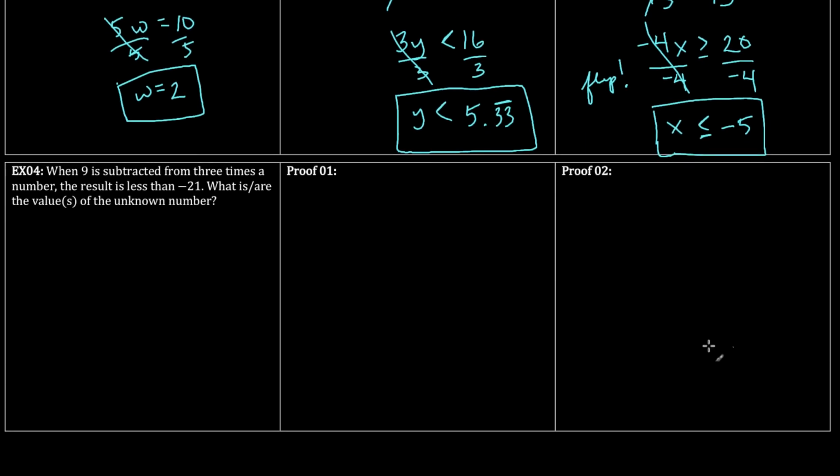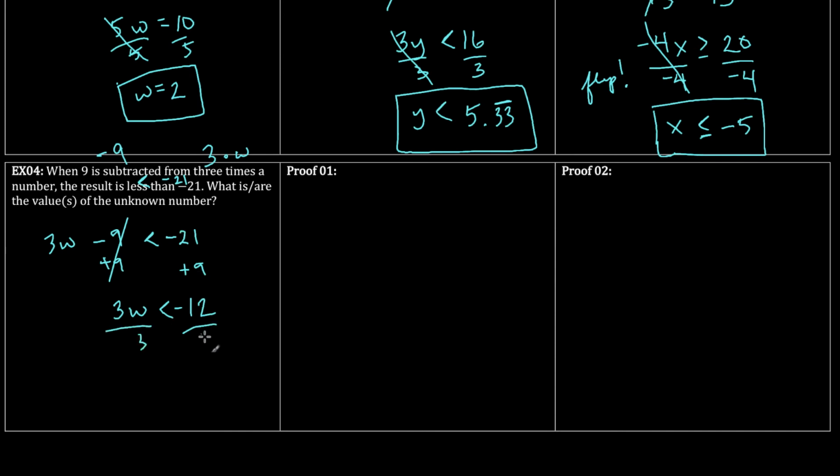All right, let's try our last one with some proof or evidence. So when 9 is subtracted from 3 times a number, the result is less than negative 21. So I will add 9. And we get 3w is less than negative 12, because there's more negatives there. We divide by 3. W should be less than, negative divided by positive is a negative 4. So W is less than negative 4.